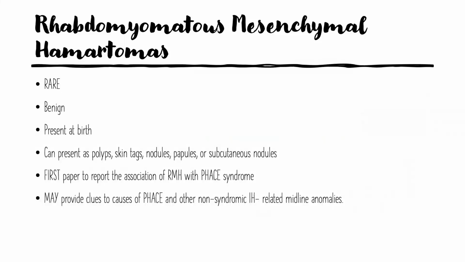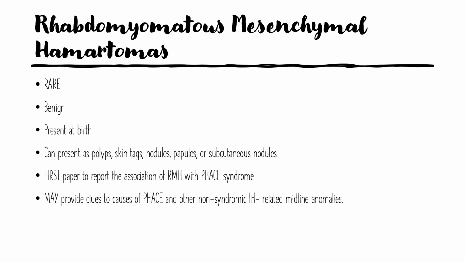Rhabdomyomatous mesenchymal hamartomas are rare, benign growths that present at birth and are often found on the midline of the body. Although this kind of non-cancerous growth has been seen before in other patients, our paper is the first to associate rhabdomyomatous mesenchymal hamartomas with PHACE syndrome.